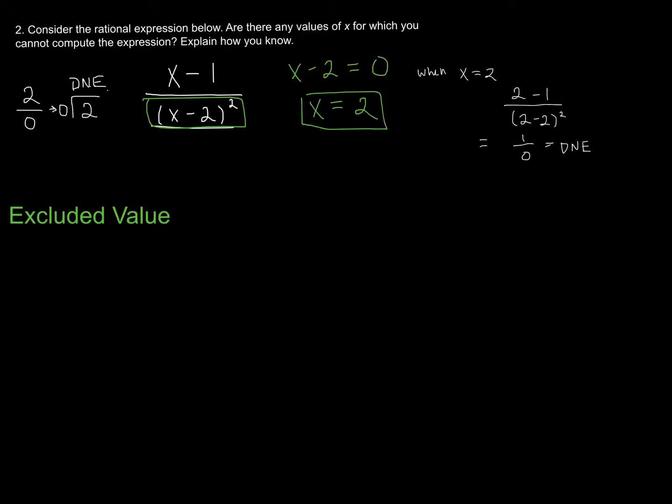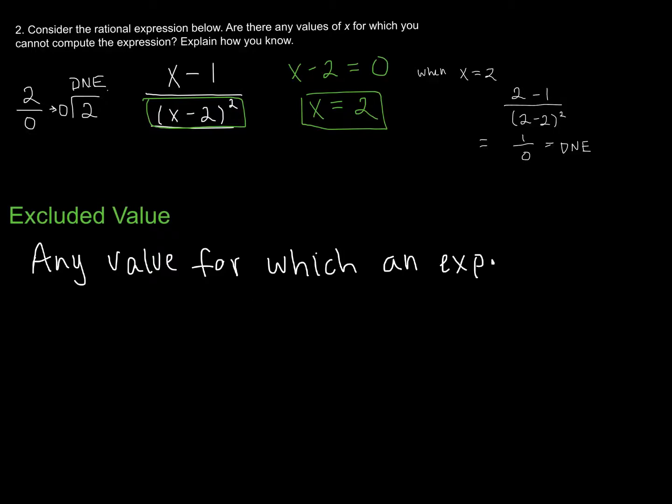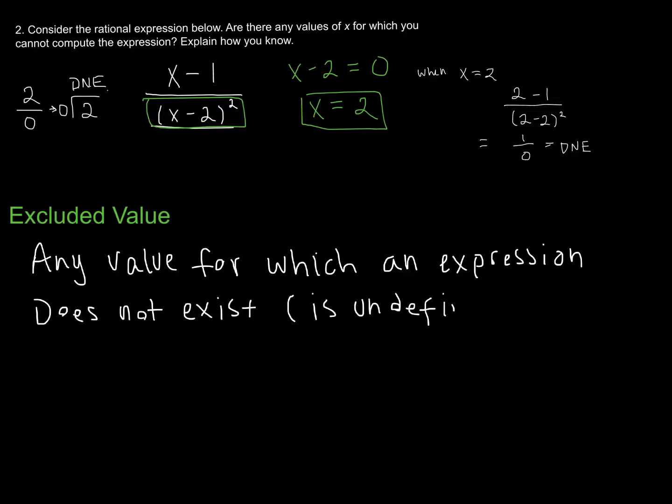So an excluded value is any value for which an expression does not exist. Another way of saying that is undefined. The word undefined means not defined, right? You can't say what it is, so it does not exist or it is undefined.